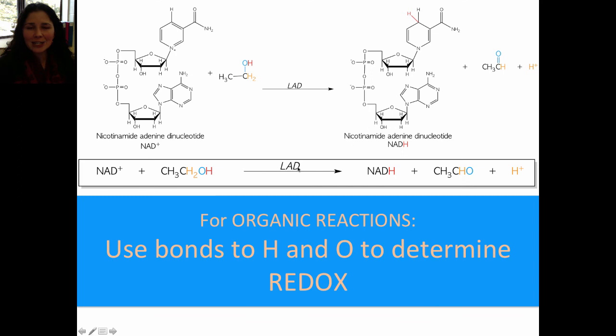The LAD here is an enzyme that you'll learn about later this semester. Enzymes are simply catalysts that make the reaction happen faster. For now, we can just ignore them, and anytime you see something over the arrow, unless told otherwise, assume it's an enzyme. Now, we said that for organic reactions, we were going to use bonds to hydrogen and oxygen to determine redox. So let's determine which of these reactants has been oxidized and which one has been reduced.